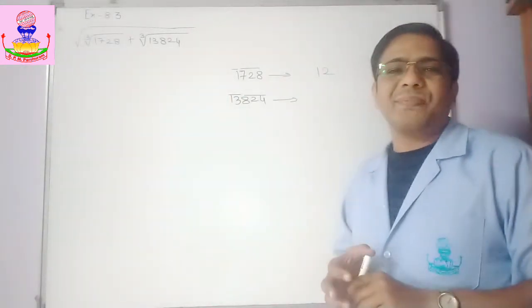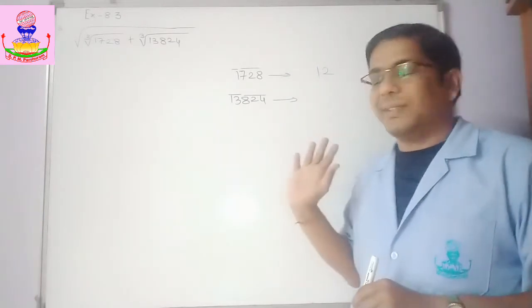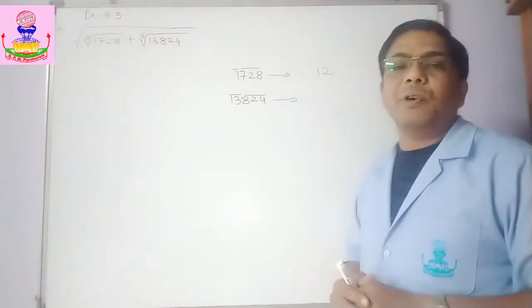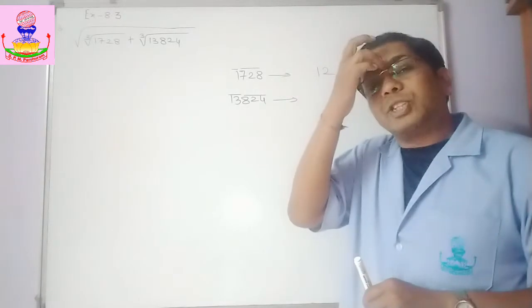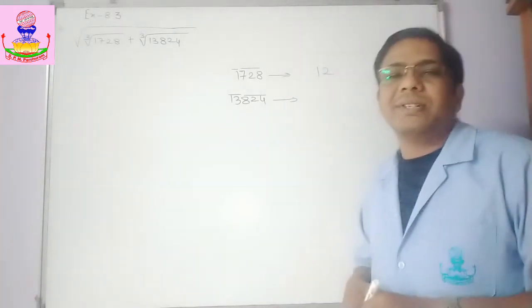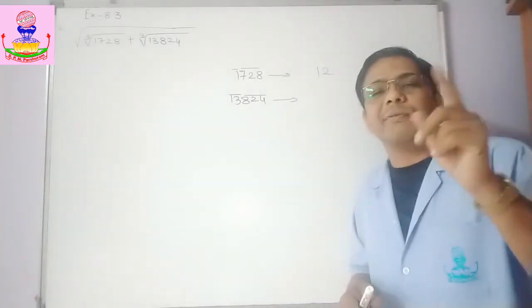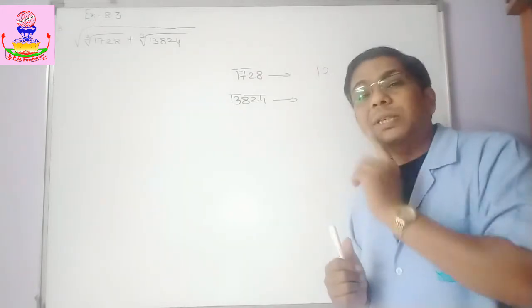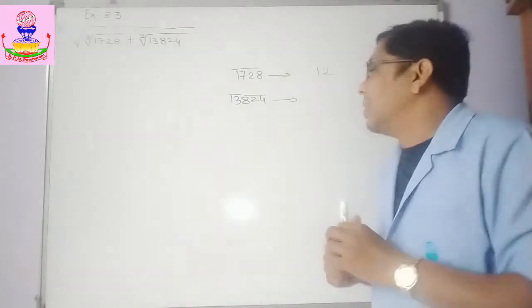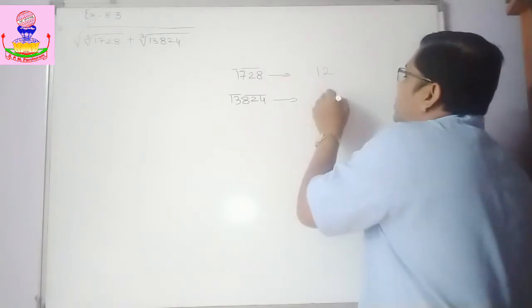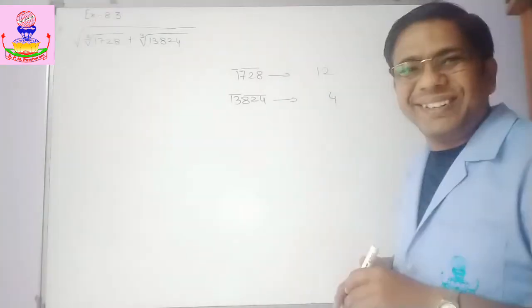Group them in groups of 3. That forms the units place. So 824: in the units place there is 4. When you get 4, 4 4s are 16, 16 4s are 64. So 4 cube is 64. So in the units place of the cube root will be 4.